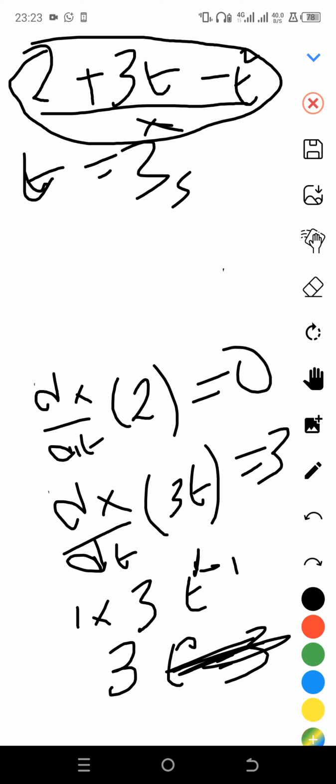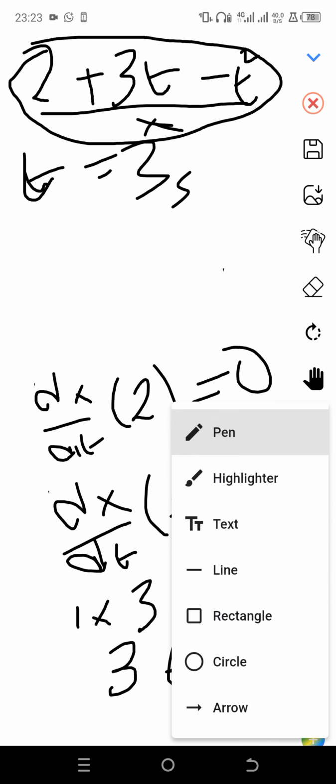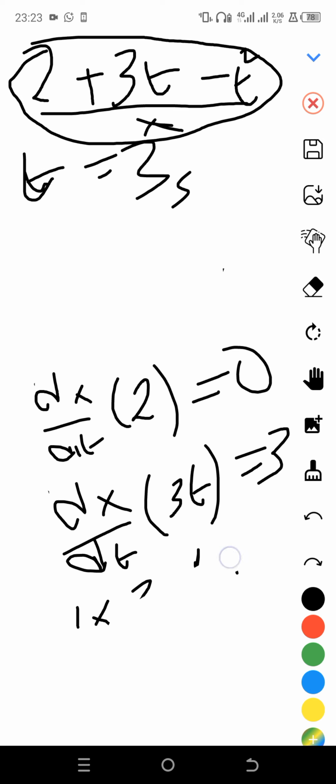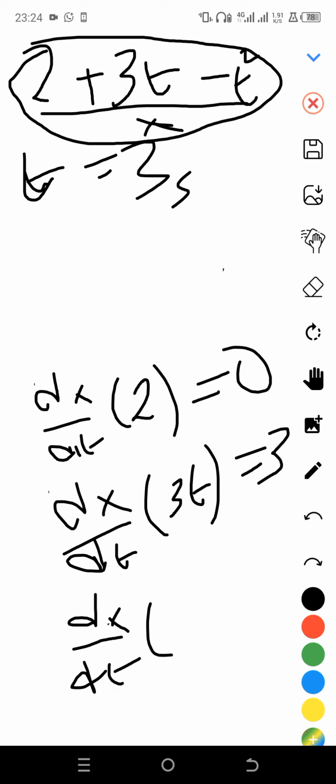I think I've told you how you can take the derivative. Now you know, so you can pause the video and take the derivative of the negative t squared term. It might be a little bit tricky, but it's okay. So dx/dt of negative t squared, what would that be equal to? It's just waiting for you to understand that.